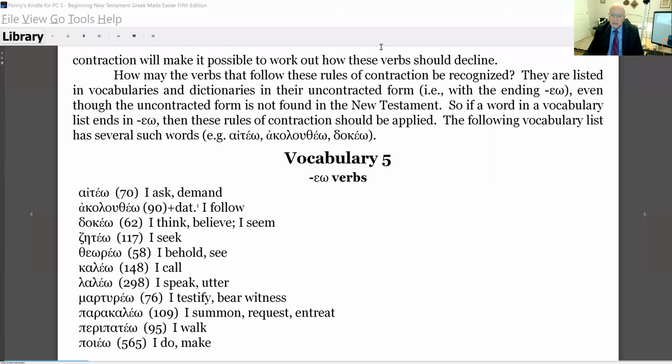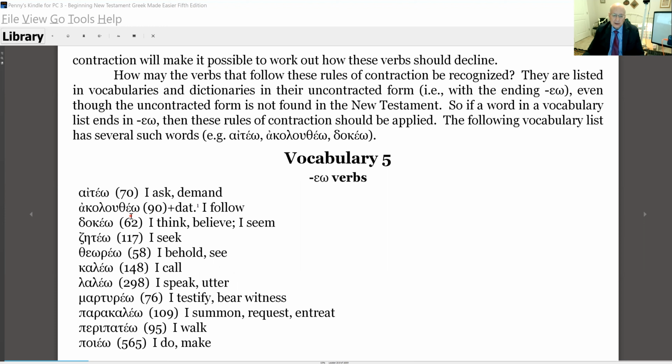If we go back and share the textbook screen, all of these verbs, starting with aiteo in vocabulary 5, are called epsilon omega verbs. Aiteo, I ask or demand. Akoloutheo, I follow. Notice that it takes the dative case rather than the accusative case. So I follow Jesus, akoloutho, because I won't find this form in the New Testament. I will only find this in my lexicon, in the dictionary.